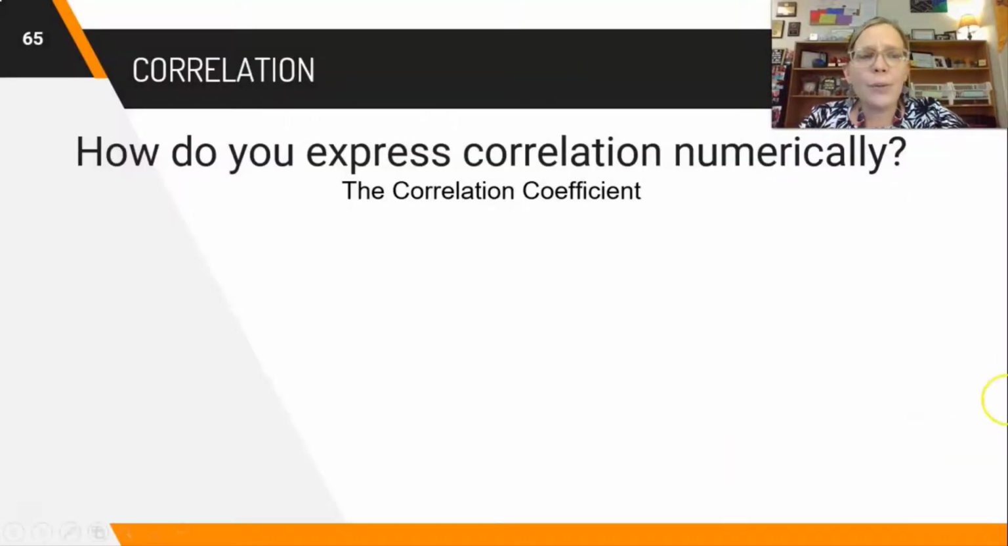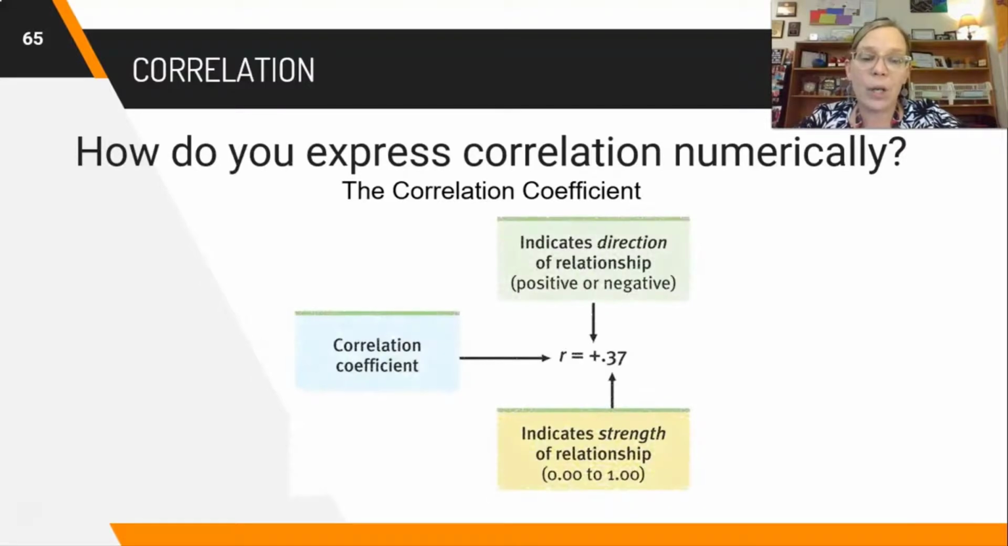So then how do we express correlation numerically? There is something that, again, if you are in statistics, you'll learn how to calculate, called the correlation coefficient. And this is represented by the letter R. And it will look something like what you see here. Now, correlation is going to be a number between -1 and +1. It cannot be lower than -1 or higher than +1.